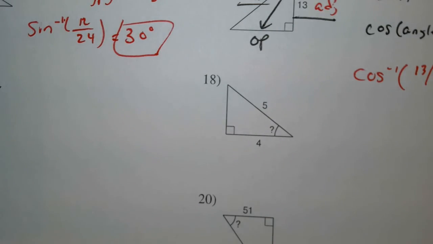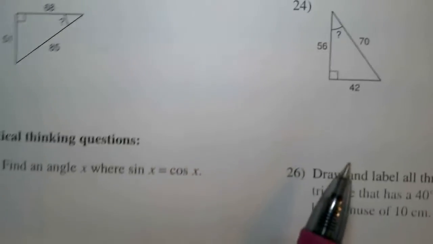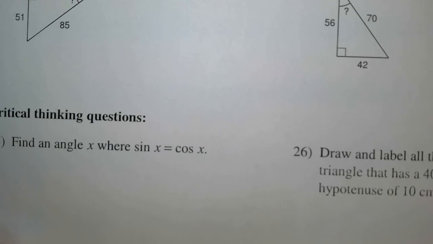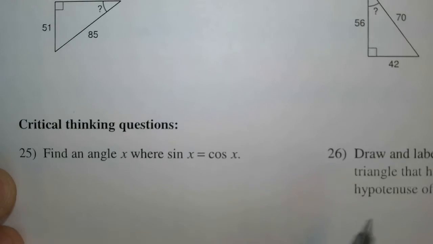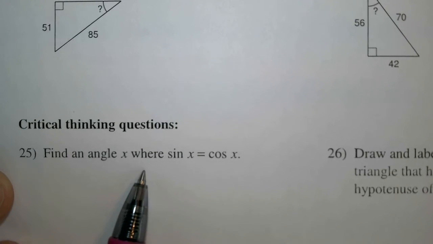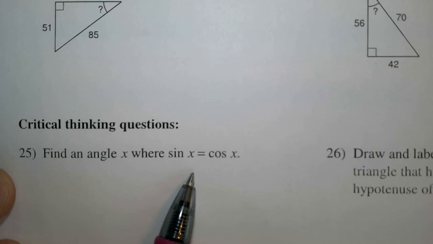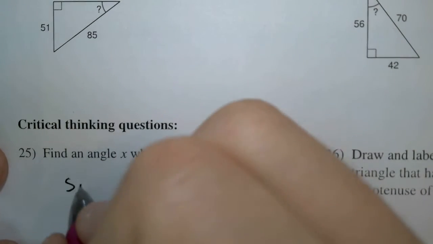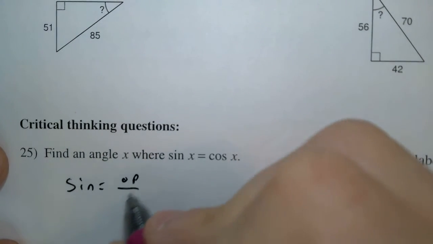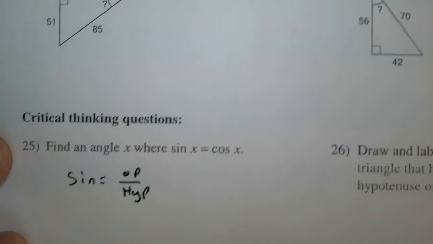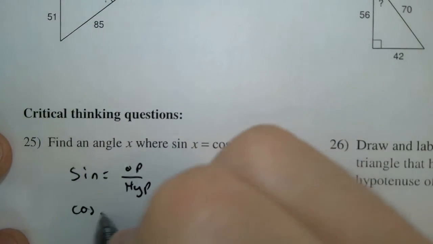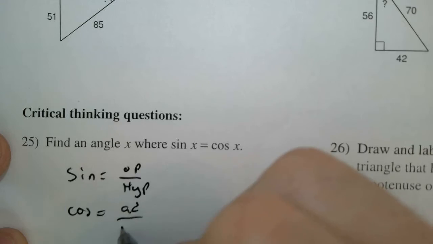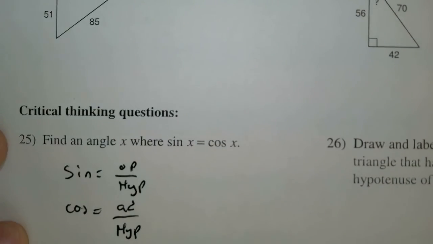So, I got one more problem at the bottom. We're going to do the critical thinking problems at the bottom, maybe 26 as well. It says, find an angle where sine of x is equal to cosine of x. Well, you got to think about that for a second. Well, sine is the opposite over the hypotenuse, right? And cosine is the adjacent over the hypotenuse, and technically it's the angle.